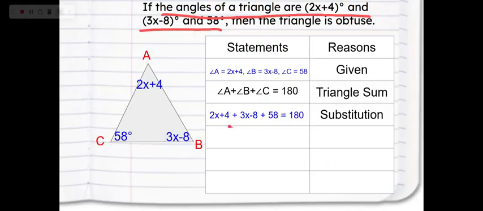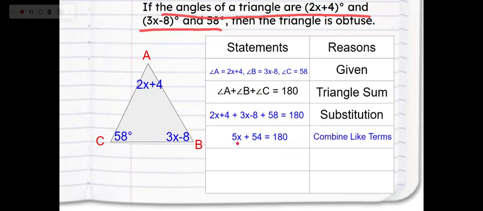I'm going to see, okay, I got x's. They're on the same side. I'm going to do the same thing. So I'm going to combine like terms. 2x plus 3x is 5x. 4 minus 8 plus 58 is a positive 54. So combine like terms, or CLT.